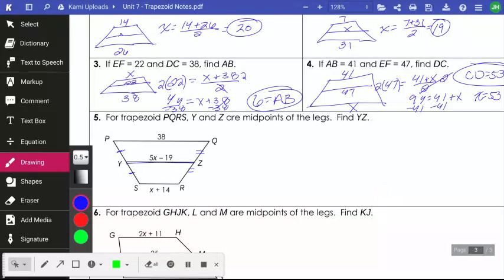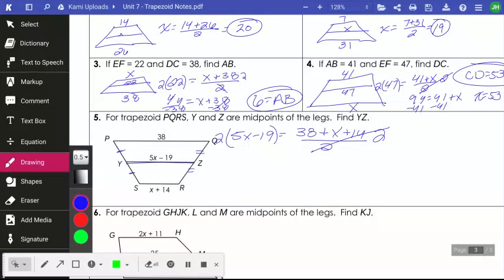find X. So I know, using the same thing we've done, the mid-segment in this case, which is 5X minus 19, is equal to the average of your bases. So I'm adding my 2 bases. The top one was 38. The bottom one is X plus 14. So I'm adding them together. And when you're averaging, you're dividing by 2. So I need to get rid of that 2 in the denominator. So like we did on number 3 and 4, I am going to multiply both sides by 2.